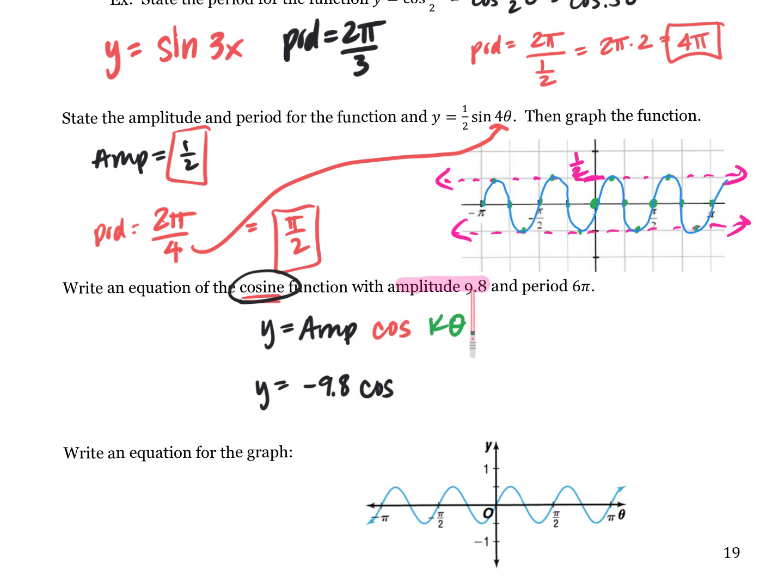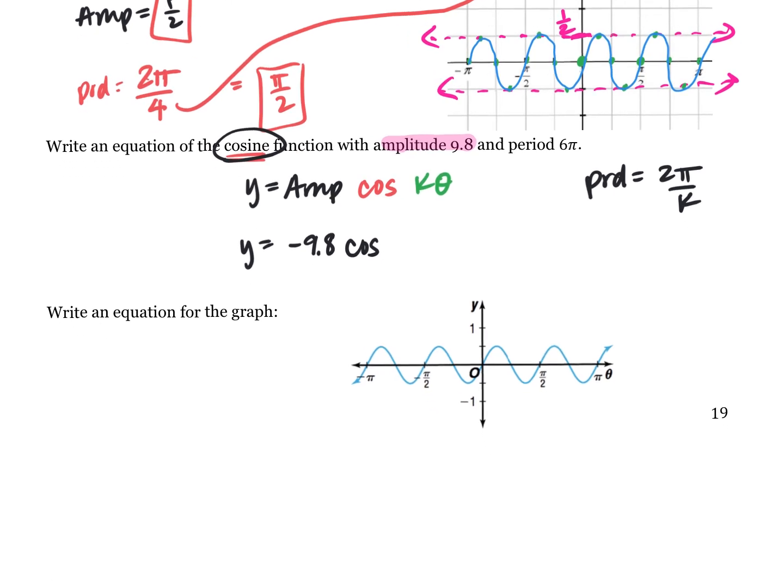But we've got to figure out what we'd put in for k. The period is 6 pi. K is not 6 pi. What we've got to remember is the period is 2 pi over k. If the period is 2 pi over k, could I replace this period with 6 pi? Because they're saying the period is 6 pi. I'm going to put that right there.